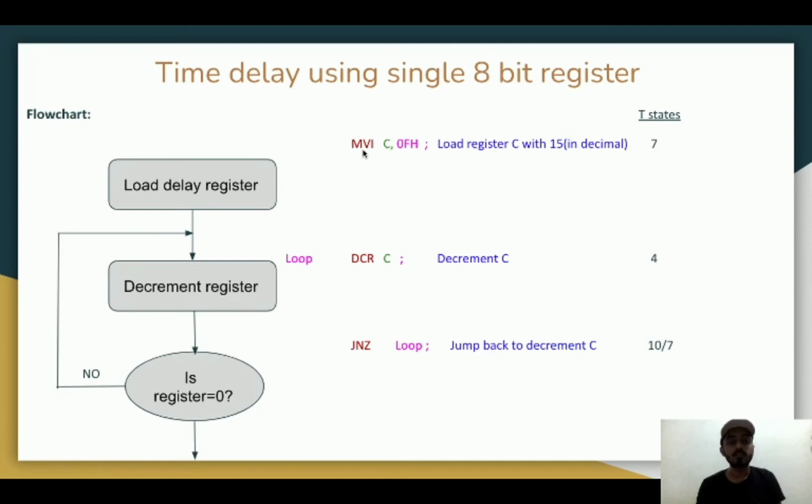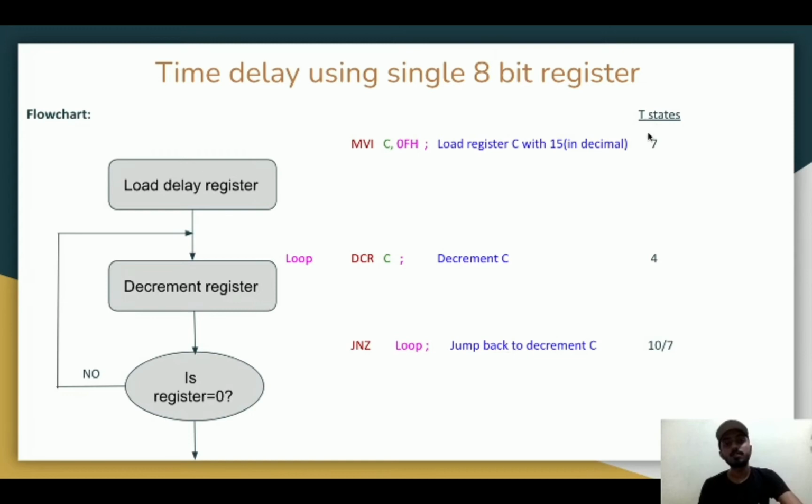First one is MVI. MVI is used for loading the content in the register. Here I mentioned MVI C, 0FH, which means I am loading the content 0FH in the register C. The decimal notation for 0FH is 15. And then a loop is created and two instructions are used, that are DCR and JNZ. DCR is used to decrement C and JNZ to jump back to decrement C if the register content is non-zero.